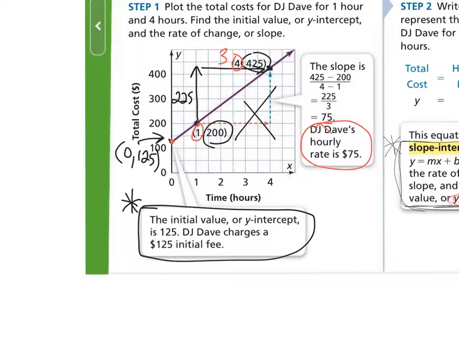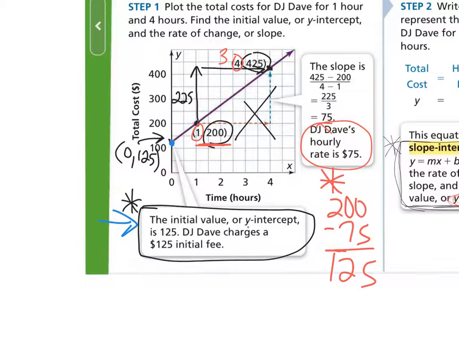A safer way, I would say, is once you figure out it's $75 an hour, and we know 1 hour was $200, let's just back off $75 from that. Does that make sense? That's backing off 1 hour's cost. 200 minus 75 would be 125. And then for sure we know that we're going to be hitting at (0, 125). We know that the y-intercept is 125, which is the initial fee or the setup fee, as they're calling it here.